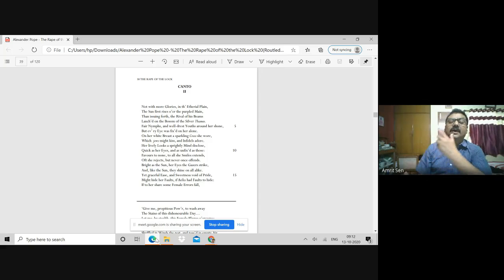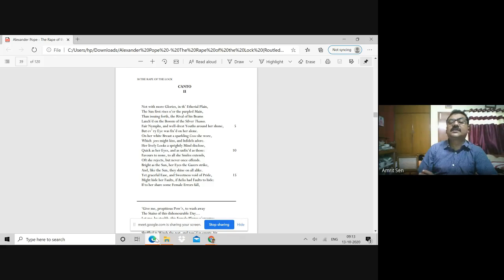So on her white breast, a sparkling cross she wore. Once again, notice Pope's play on Belinda's whiteness, her European beauty, and the way in which this cross is superimposed upon her whiteness. So a reminder of the fact that religion and political power went hand in glove during the colonial process. So religion, Christianity was used as a kind of prop, a kind of providing an access also to political power.